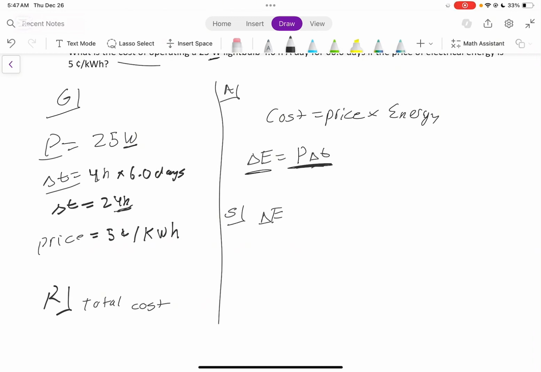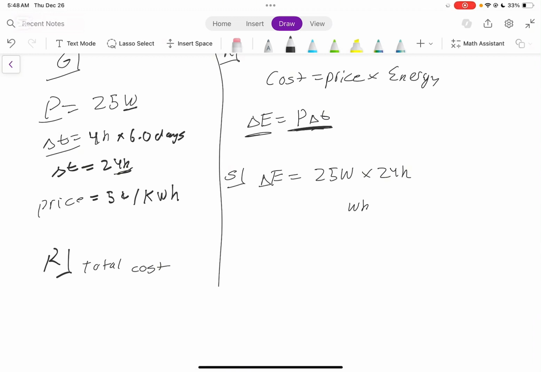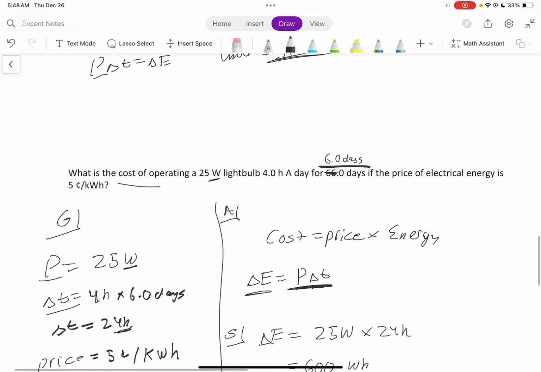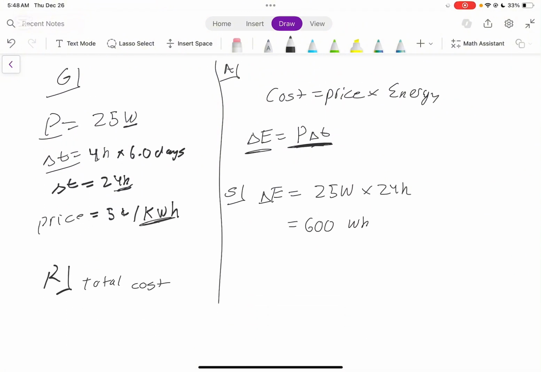We can go delta E is equal to 25 watts multiplied by time, which is 24 hours. Hours and watts just become watt hour, that's pretty much just the unit for them. And then you can just go 25 times 24, and you end up getting 600 watt hour. And then if we want to get this into kilowatt hours, we just divide by 1,000, because this is right now just in standard. But if we want kilowatt hours, which is the unit that we want to use, and which is the unit we use here, just divide by 1,000. So 0.60 kilowatt hours.